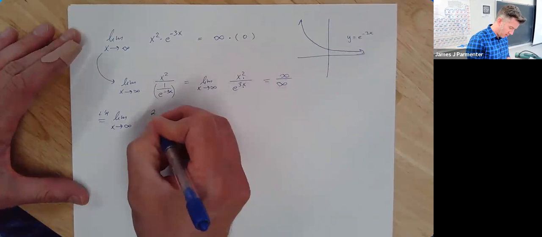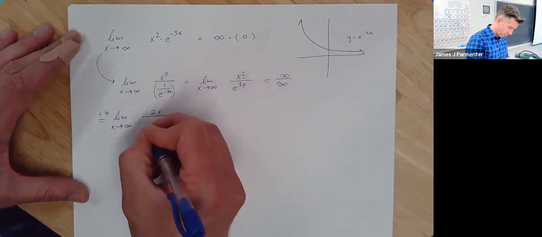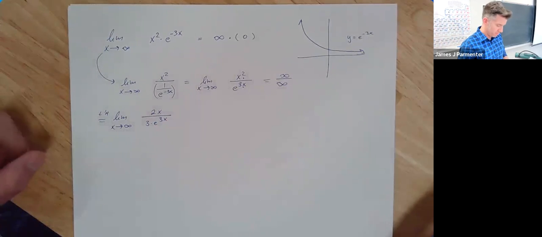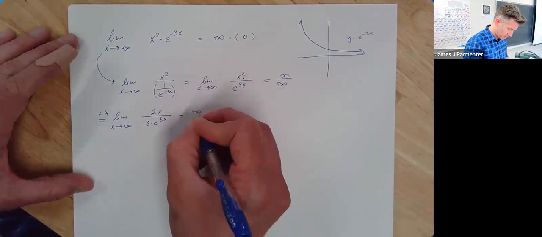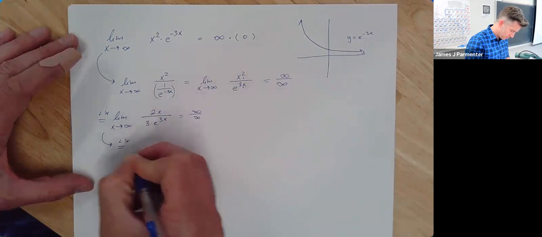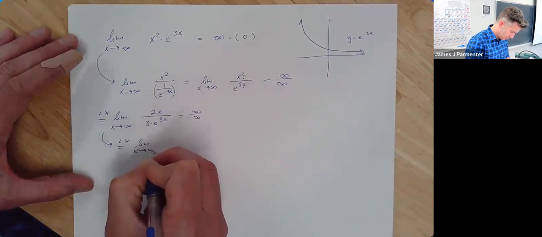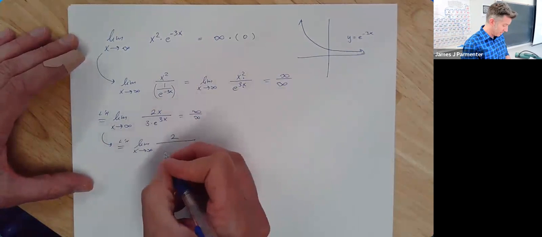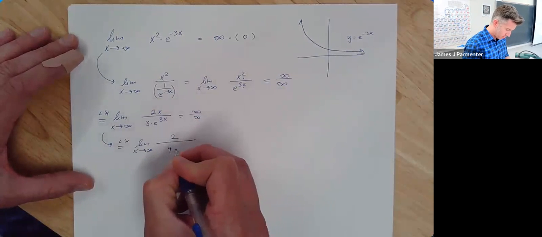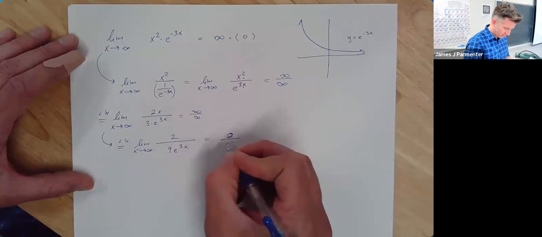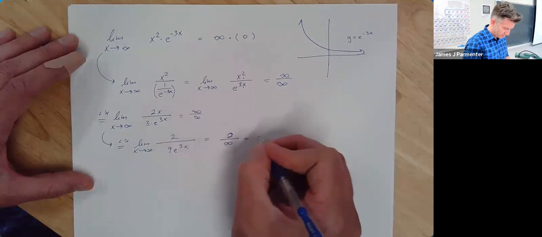The derivative of the top is 2x. The derivative of the bottom is 3 times e to the 3x. We still have an infinity over infinity, so we're going to use L'Hopital's rule again. The derivative of 2x is 2. The derivative of 3e to the 3x is 3e to the 3x times another 3, the 9e to the 3x. And now you have 2 over something infinitely large. It's going to be 0.